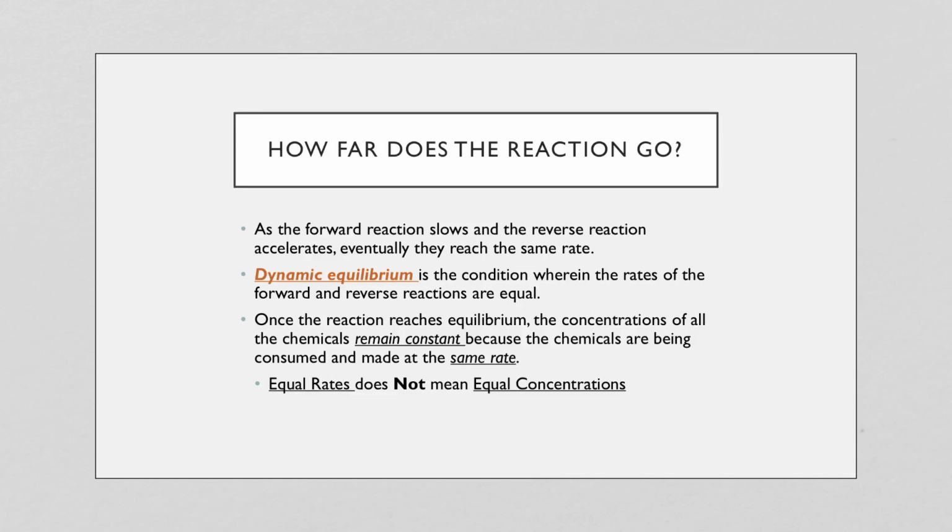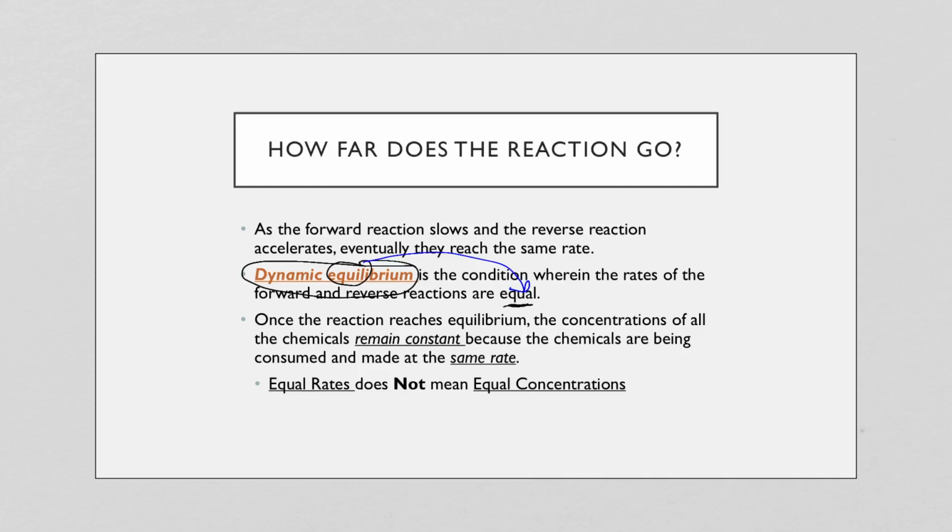So, the forward reaction starts to slow down, the reverse reaction starts to speed up. At some point, those rates become equal, and that's when we achieve dynamic equilibrium. And this is the condition where the rates of the forward and the reverse reactions are equal. So when we say "equilibrium," the "equal" is referring to the equal rates.